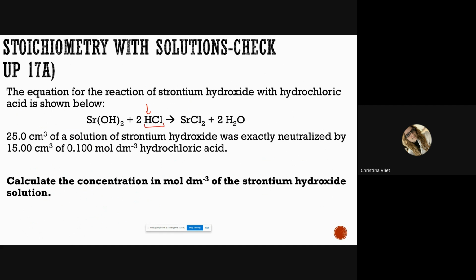Hydrochloric acid. This is your acid. Remember, acids always have H plus in the front for the most part. There's 3 you gotta memorize: hydrochloric, sulfuric, and nitric. And Sr(OH)2 is your base.